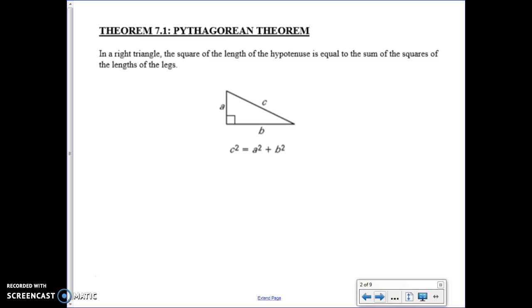But for now, the one thing that you need to recall from previous years is that the hypotenuse is always the one across from the right angle, and it's the one by itself. We add the two legs together, a and b, a squared plus b squared, and that gives us our c squared value.